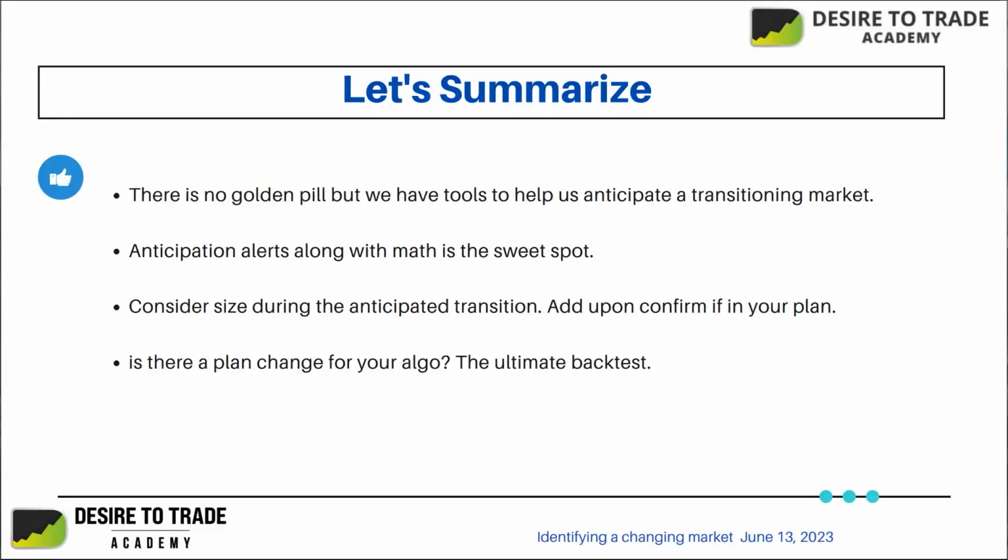And lastly, it's a question that may raise some eyebrows. How does this affect you if you're an algo trader, right? Is there a plan change for your algo? Well, if I'm a day trader and we have 2 or 3 switches every day, I don't think I'm going to be changing my algo. I think that would be foolish, right? But it really is the ultimate backtest.